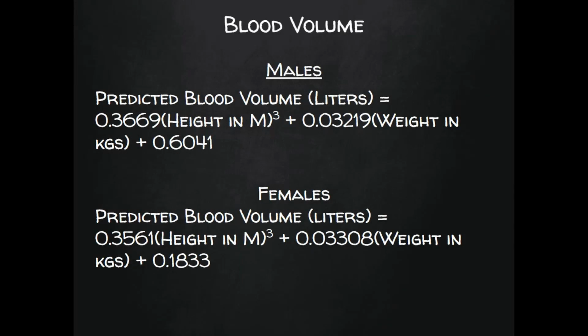Another example of multiple regression would be finding blood volume. It turns out that there are formulas for males and females to help predict the amount of blood you have in your body in liters. For males, the predicted blood volume in liters is 0.3669 times your height cubed plus 0.03219 times your weight in kilograms plus a constant of 0.604. Similar formula for females, just with the numbers adjusted a little bit.